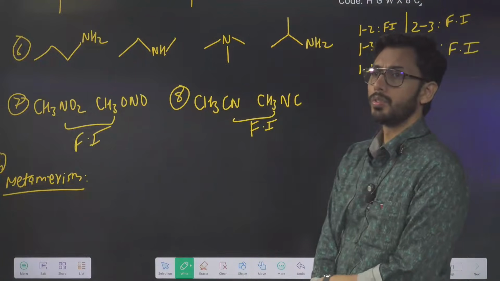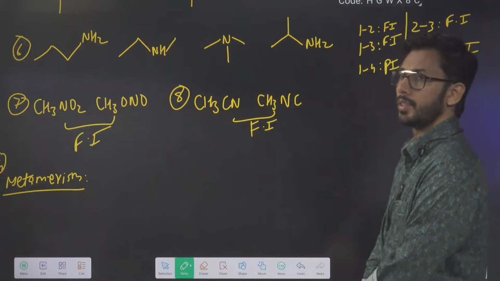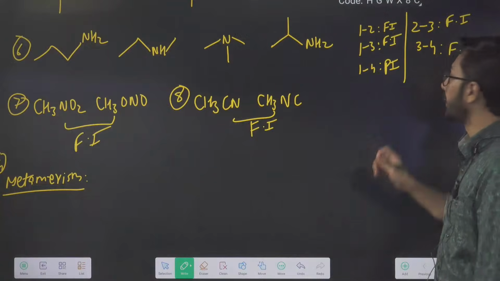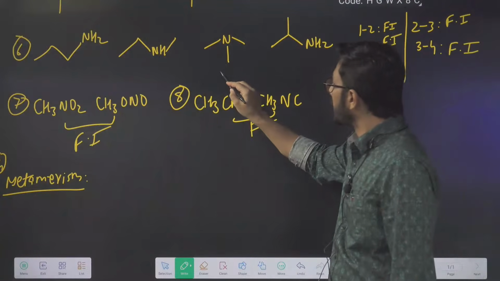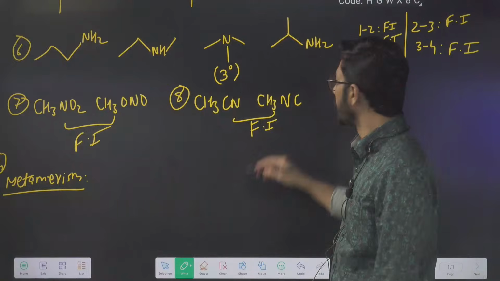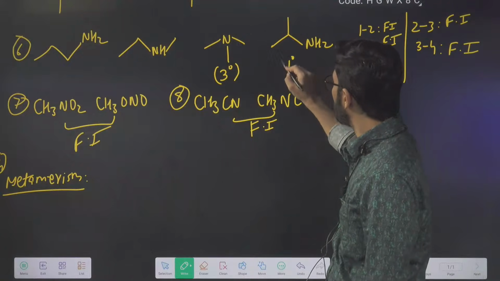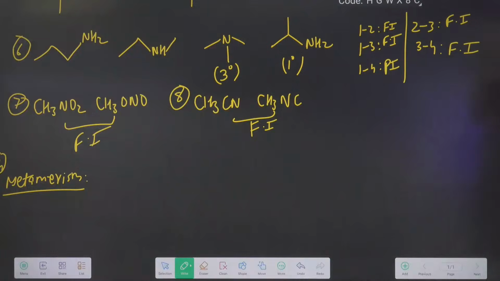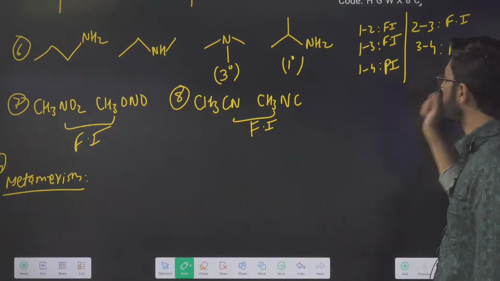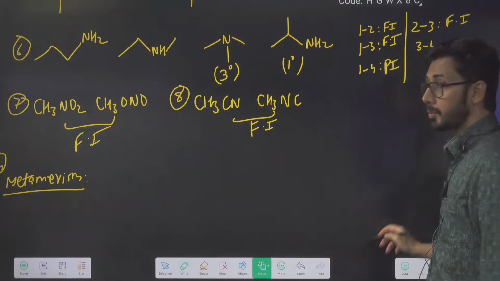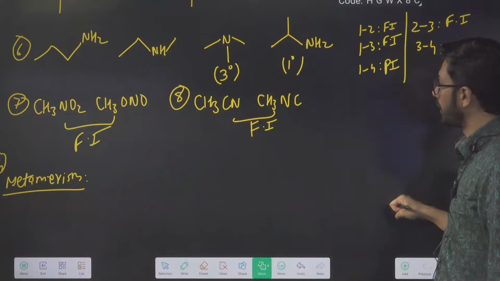Yash is asking about 3 and 4. Beta, 3 is tertiary and this is primary. Tertiary and primary, same formula, they are treated like functional isomers. Clear, Yash?